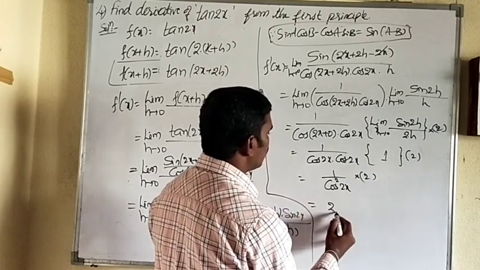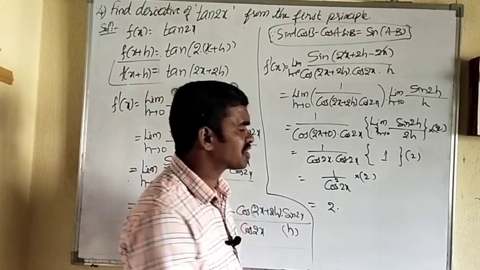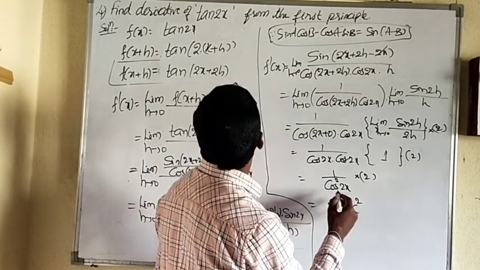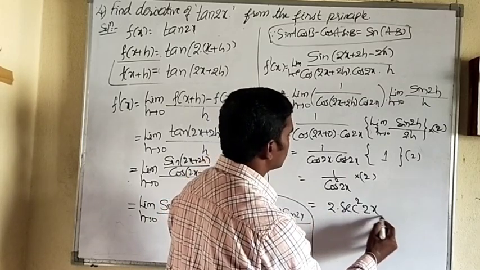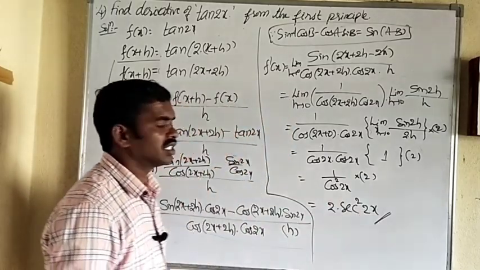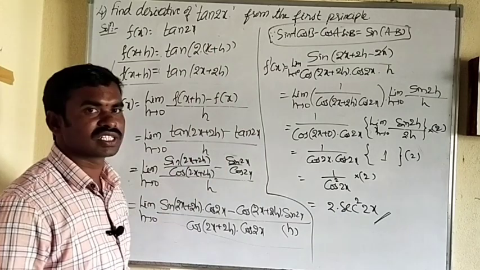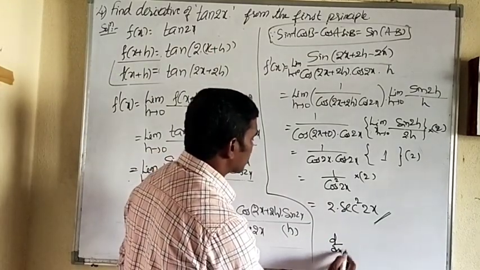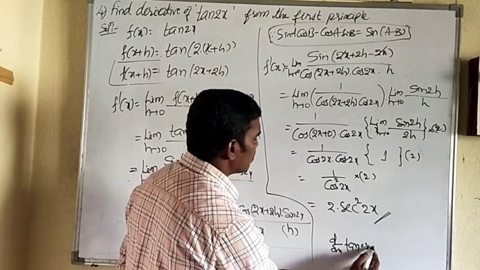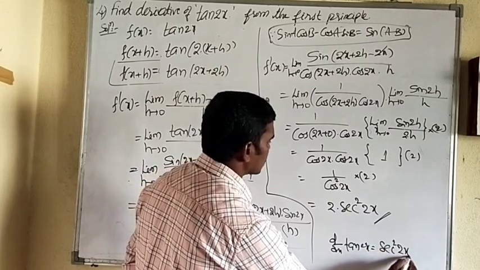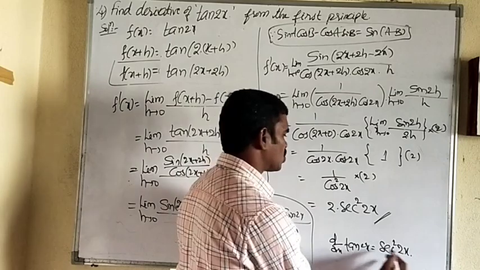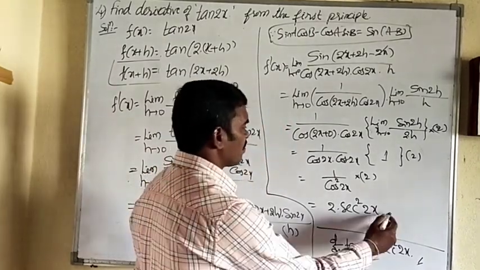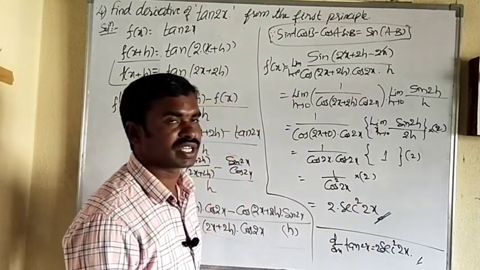So this is 2 into 1 by cos square 2x. 1 by cos theta means sec theta, so 1 by cos square means secant square. 1 by cos square 2x means secant square 2x. So this is the formula, and this is the answer for tan 2x. You can even check by differentiation: d by dx of tan 2x. Generally the derivative of tan x is secant square, so secant square 2x, and again the derivative of 2x is 2. So we get 2 secant square 2x. This is the answer.